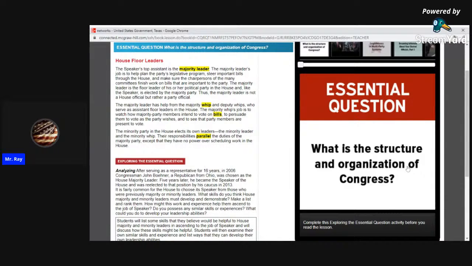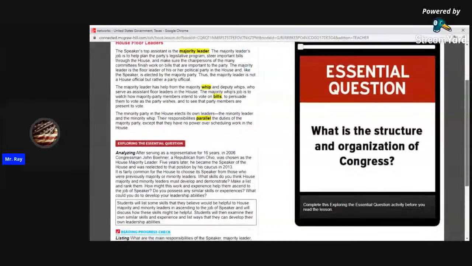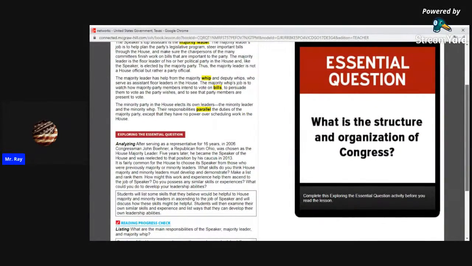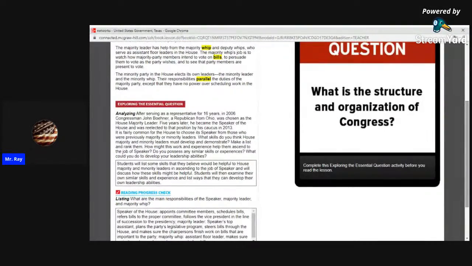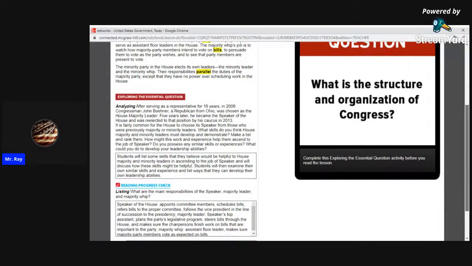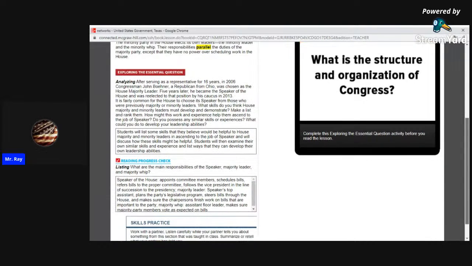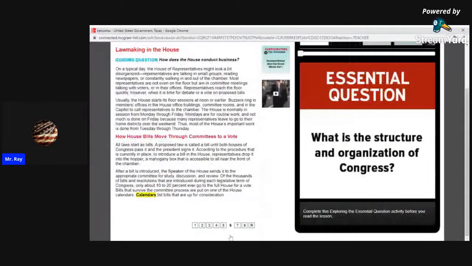The minority power has the same structure. Okay, they also have these minority leaders and whips and everything. They just don't have the power to schedule the votes, but the structure is similar. And obviously, they don't have a speaker. Okay.